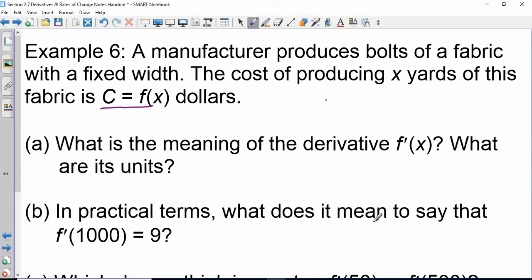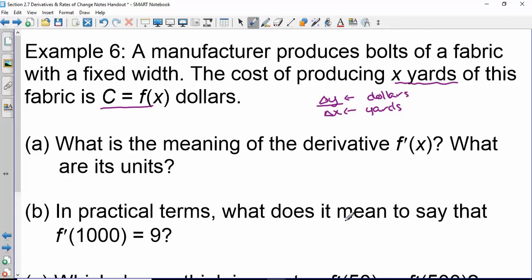So a derivative is a rate of change, right? And when we calculated those derivatives yesterday, we were finding the slope of a tangent line. So slope is y over x, or change in y, y2 minus y1, over x2 minus x1. Change in y divided by the change in x. What is y in this case? C. Y is our C, so that's dollars. What is x? f of x. X is the yards.